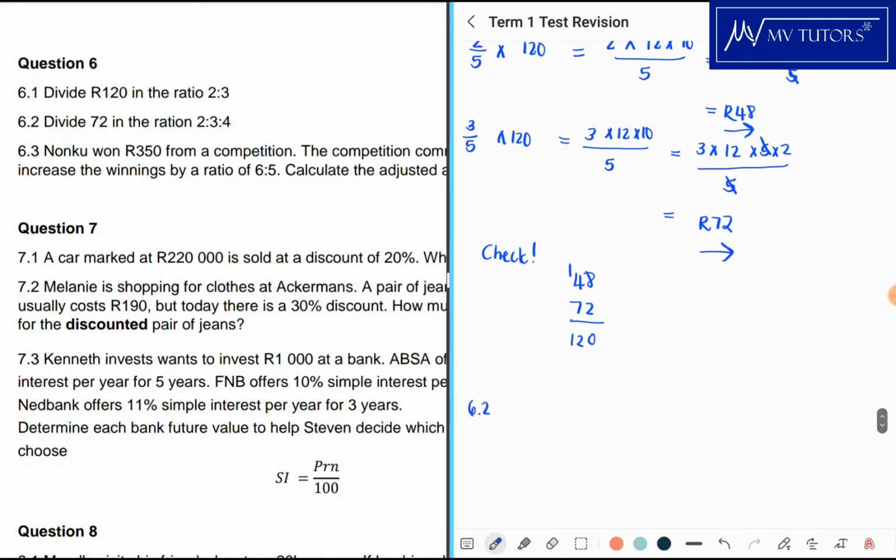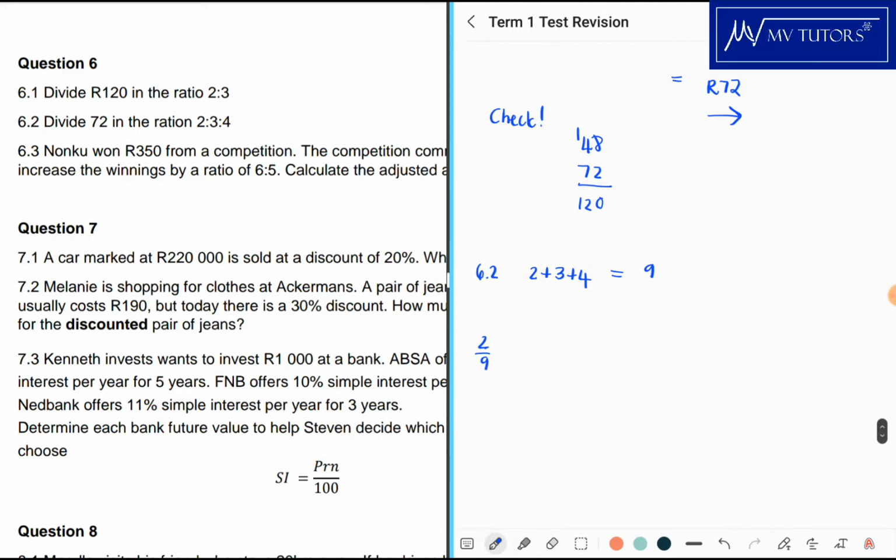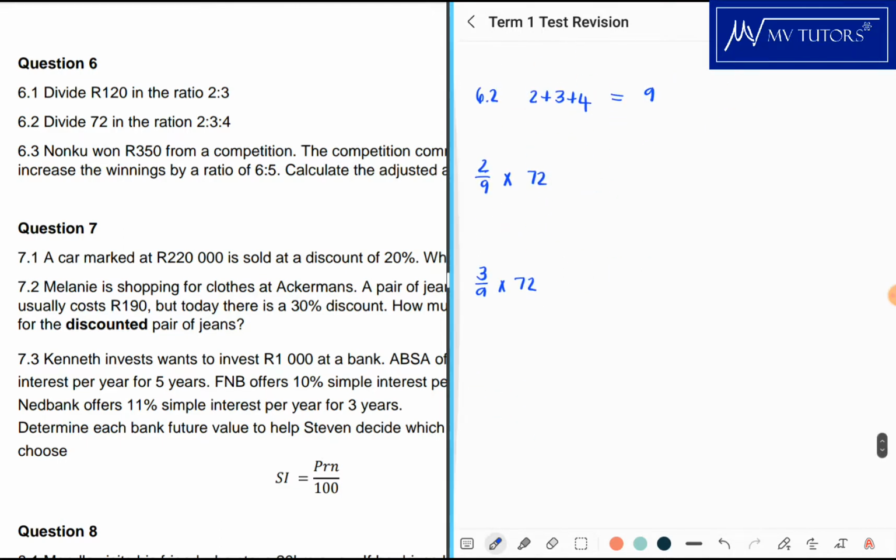And then 6.2, divide 72 in that ratio. Okay, not Russian. Ratio. So we have 2 to 3 to 4. So basically I say 2 plus 3 plus 4. And what is that? It gives me 9. Alright, so now I have 2 over 9 times 72. Then I have 3 over 9 times 72. And then lastly, I have 4 over 9 times 72.